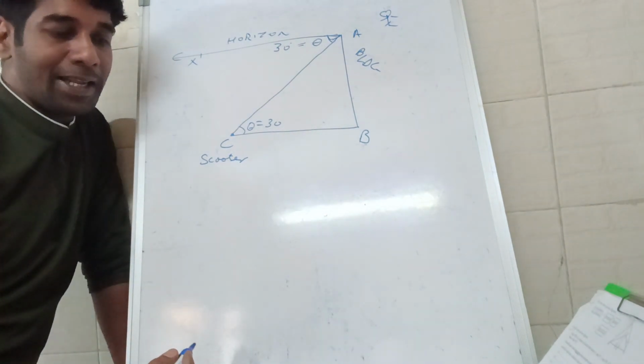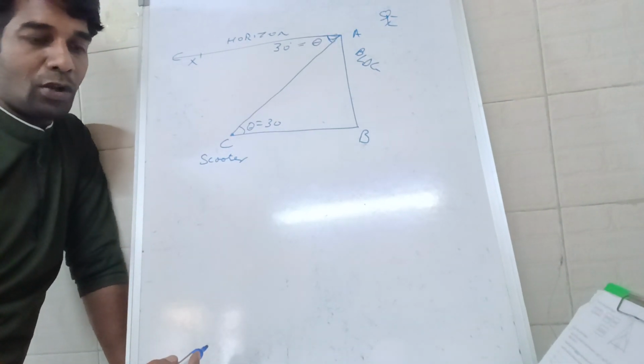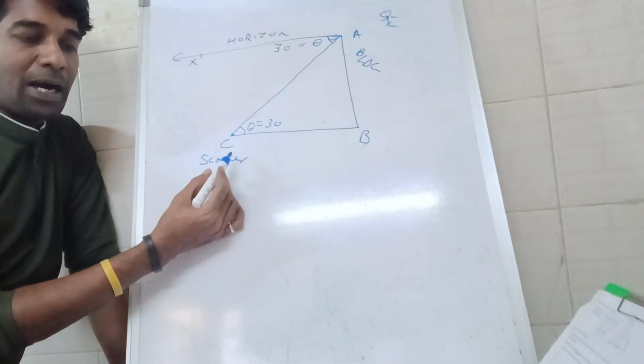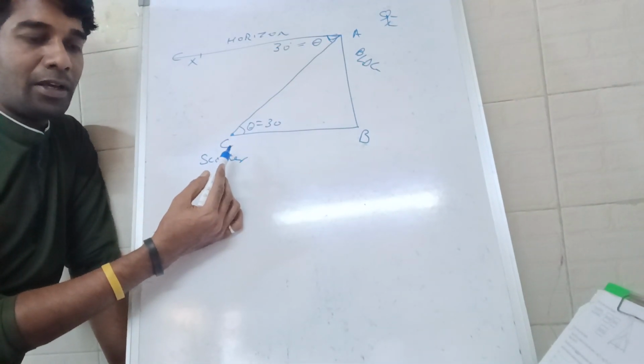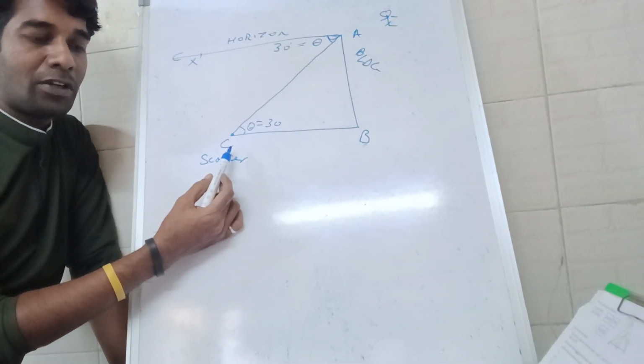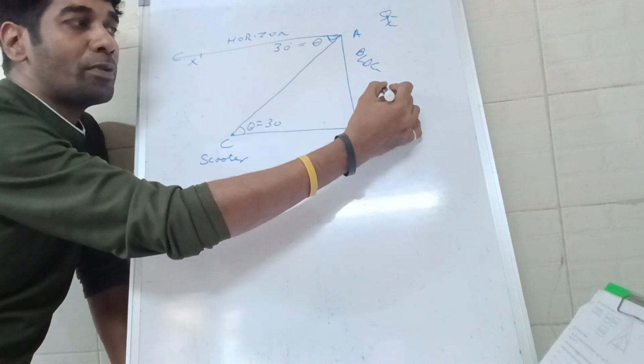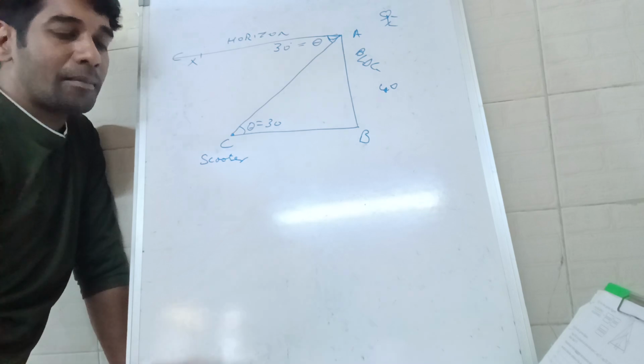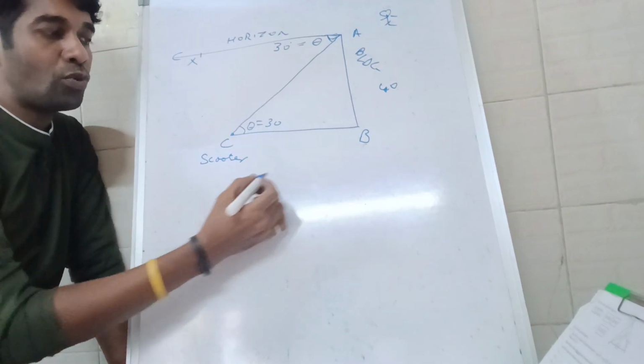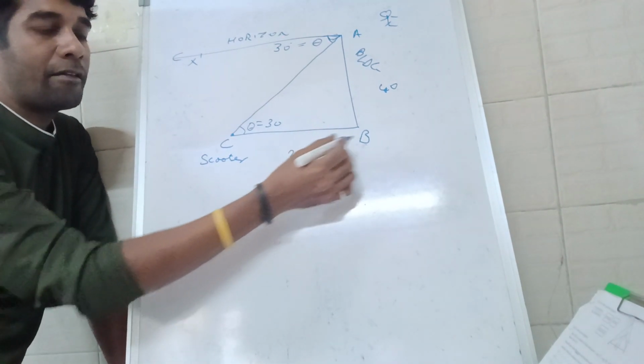From the top of a building, an observer is looking at a scooter parked at some distance away, making an angle of depression of 30 degrees. If the height of the building is 40, now this is supposed to be 40, how far is the scooter from the building?